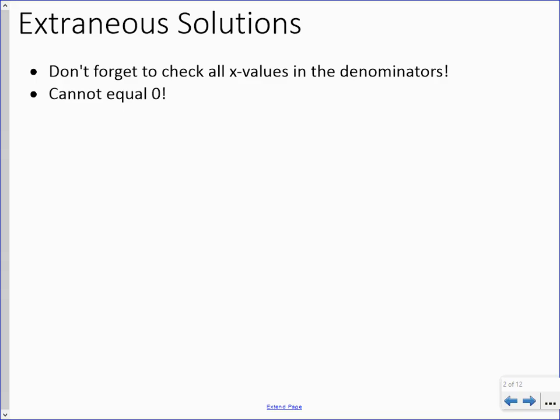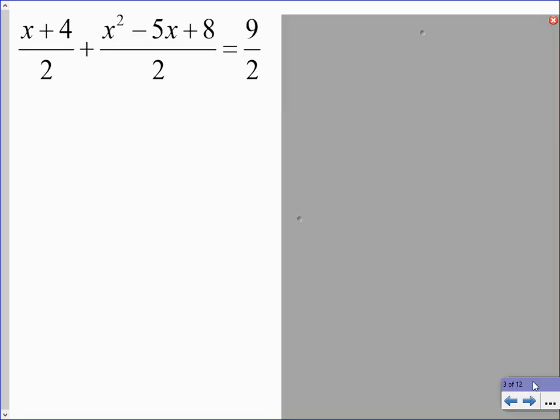So I'm going to show you an example to start with, and this is going to be my first example. x plus 4 over 2 plus x squared minus 5x plus 8 over 2 equals 9 over 2.